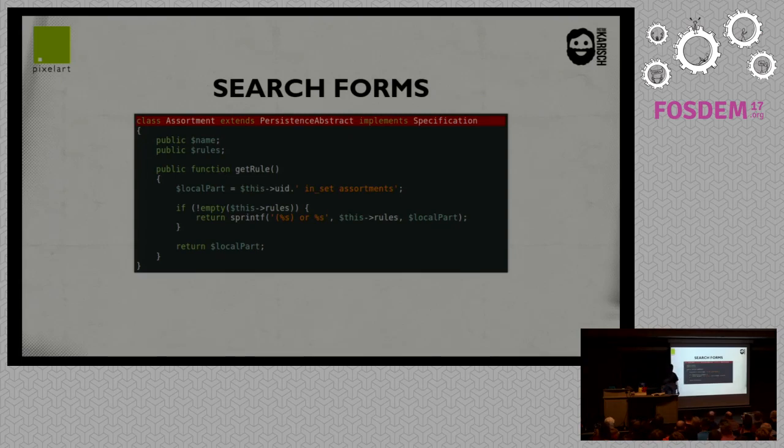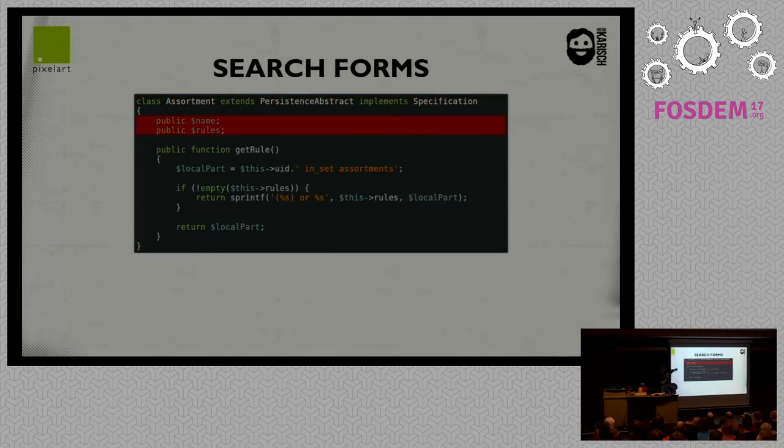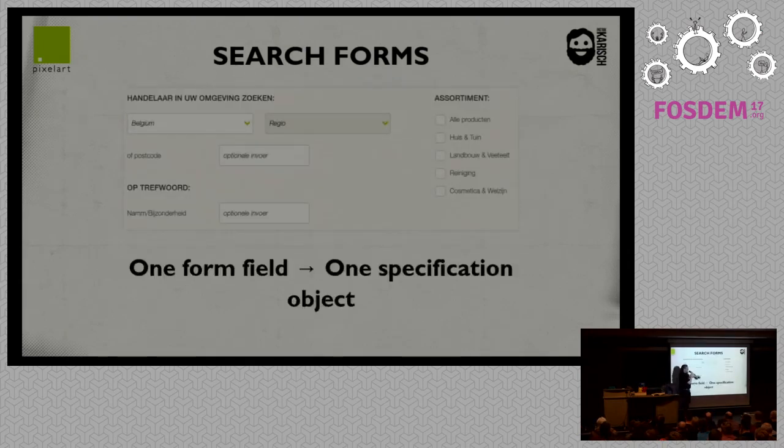And name doesn't matter, it's for the backend. So yeah, name, rules, it comes from the backend. It comes from the database. Your business rules from the database. Why not? So the local part is, the local ID is in set of assortments. This inset is a custom function. And of course, if the rules aren't empty from the editor, we combine it with OR and return it. So we have a specification from the database, from the editors. That's nice. And this is used for the assortments.